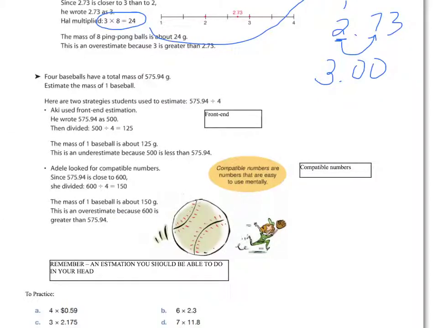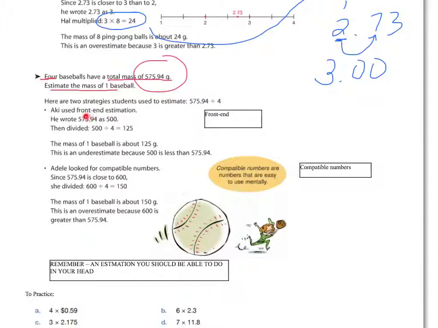All right, let's continue here. Now we have 4 baseballs that have a total mass of 575 and 94 hundredths of a gram. So that's for 4 baseballs. Make sure we realize that 4 baseballs have a total mass, so all together they weigh this much. We want the estimate of one of them. So if 4 of them are this much, how much is 1? Well, that means we're taking this number and putting it into 4 separate but equal groups. So that means we must divide. 575.94 divided by 4.